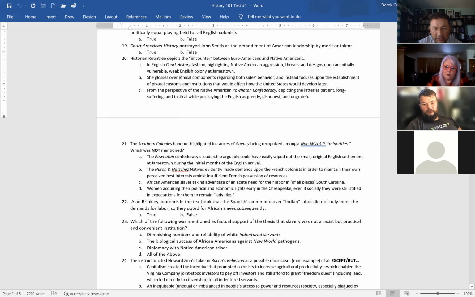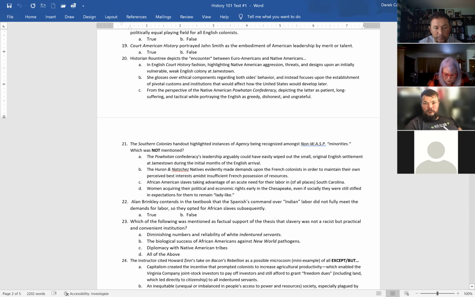The number of indentured servants available decreased in the mid to late 1600s, and with Bacon's Rebellion, their reputation as reliable workers plummeted at that time as well. So some people make that simple argument that it was an economic decision rather than a racist decision. That really simplifies it, I think. It's more complex than that, but Alan Brinkley, if you look in the book, does contend that.